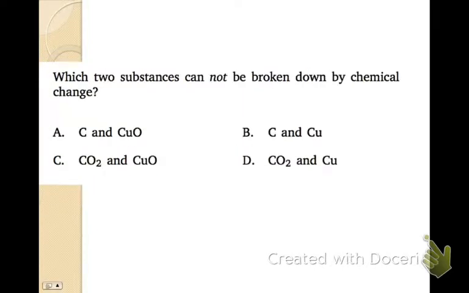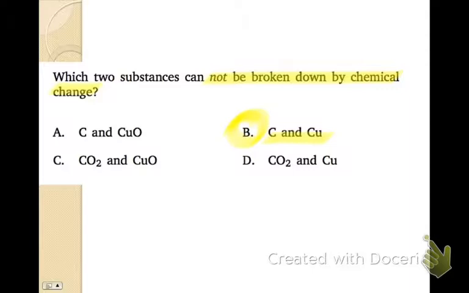The next question, which 2 substances cannot be broken down by chemical changes? So we want to make sure that we see something that cannot be decomposed by chemical means. So go back through your notes, check to see which ones they are. Pause me if you need to. So now we'll see it's actually B, C and Cu, because C is carbon, Cu is going to be copper. Those are each going to be elements.